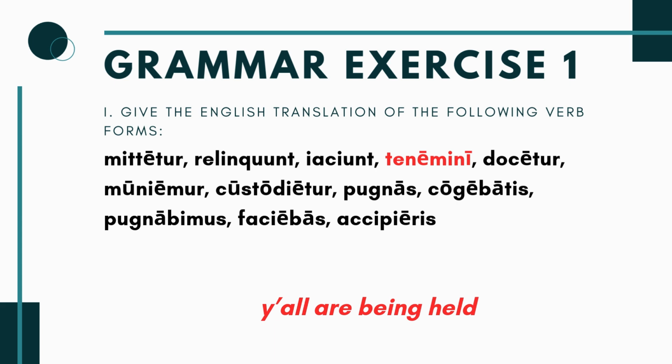Next, you have tenemini, right? Now here you have teneo, tenere, which means to hold. This is second person plural, and it's passive voice, right? So tenemini just means y'all are being held. Now this is not future tense. You can tell because it's a second conjugation verb, right? Teneo, tenere. So that E in front of the MINI has nothing to do with future tense. It's just present tense, right? So y'all are being held.